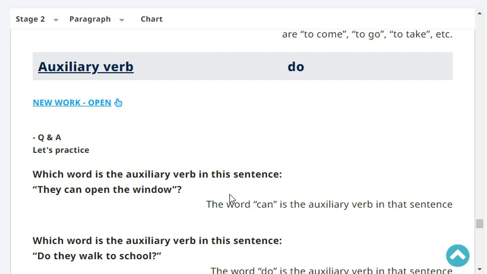Which word is the auxiliary verb in this sentence? They can open the window. The word is can.